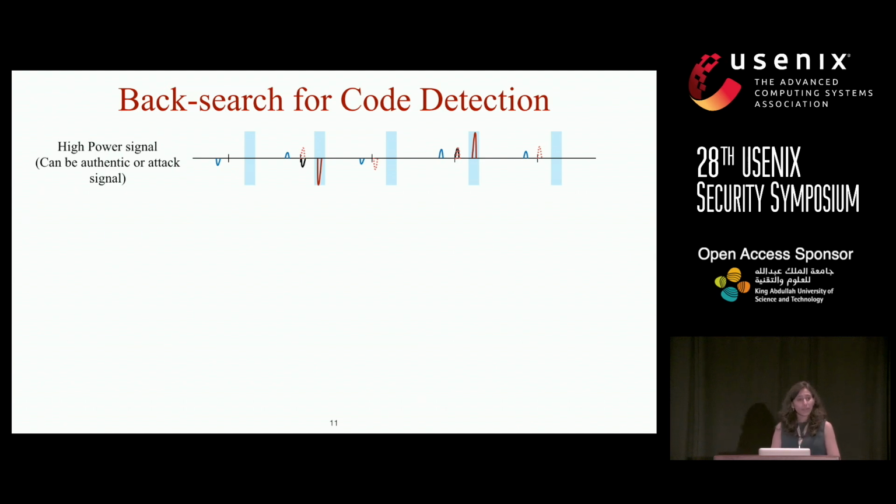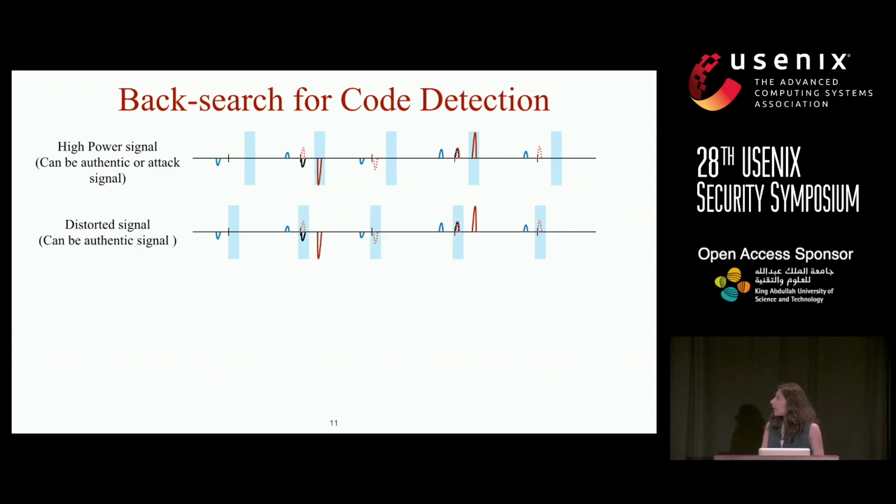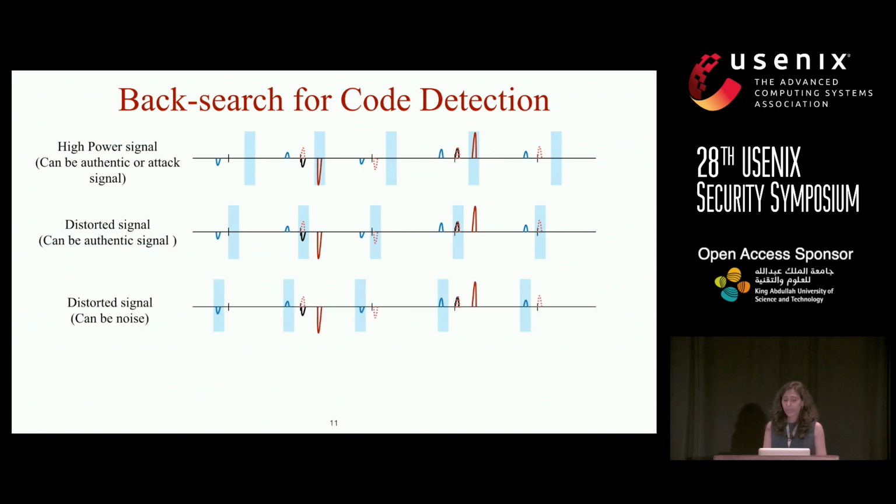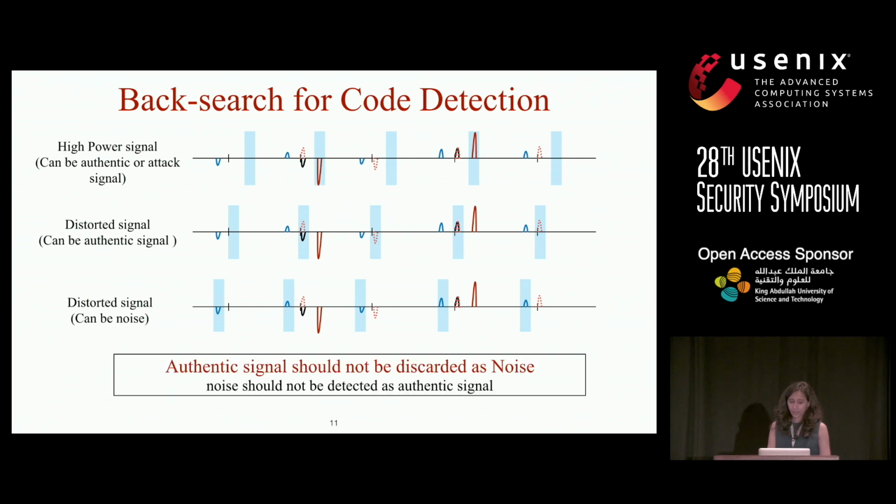Now, when this signal reaches the receiver, it will start searching for this code or signal we are sending. Most probably, it will lock onto the attacker signal because it has higher power. But if it searches back, it might find a copy of the legitimate signal which has been distorted by the attacker, or it might lock onto the noise. So whatever we do at the receiver, we should not discard the authentic signal as noise, or noise should not be detected as an attack.